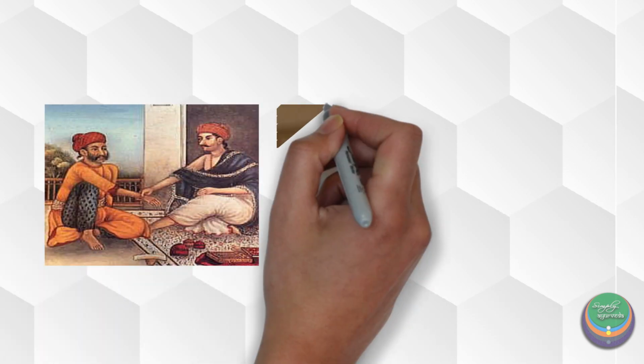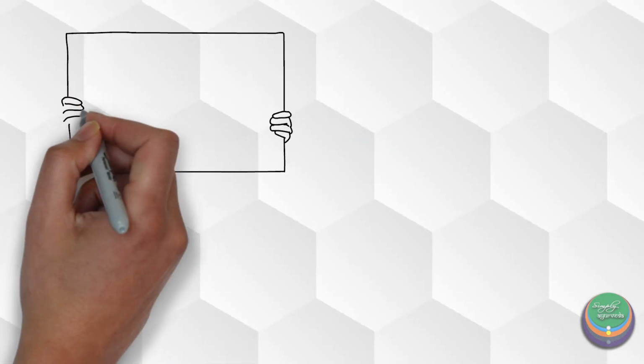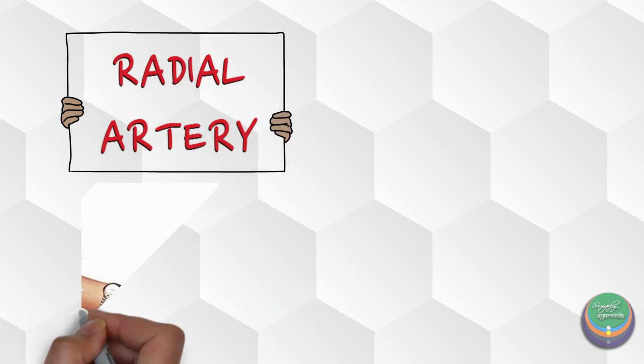Today we are back with another video to discuss in detail one of the most important structures where Nadi Pariksha is done. I'm sure most of you would have figured it out. Well, yes, we are referring to the radial artery. The radial artery is one of the major arteries that supply the forearm.